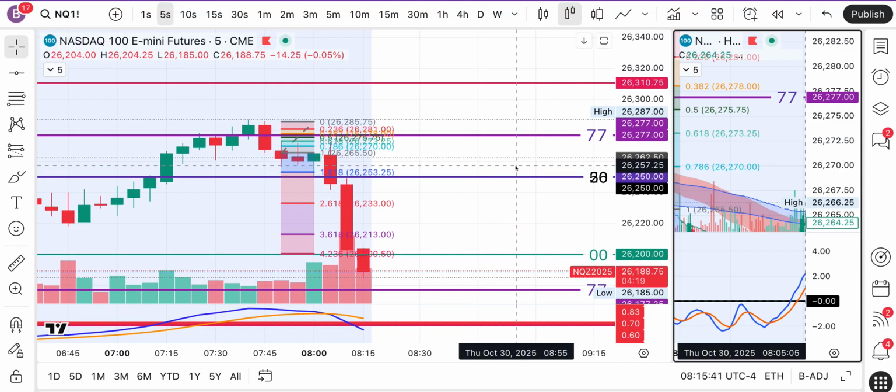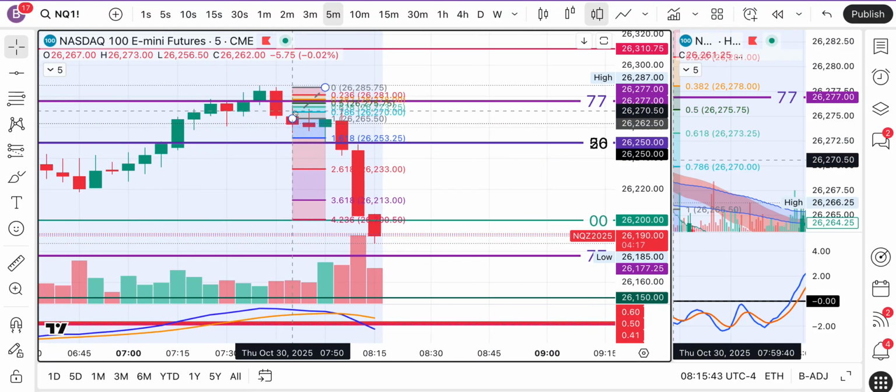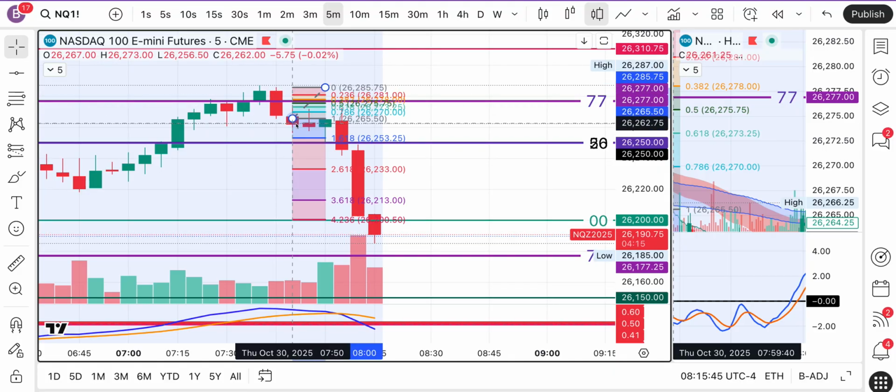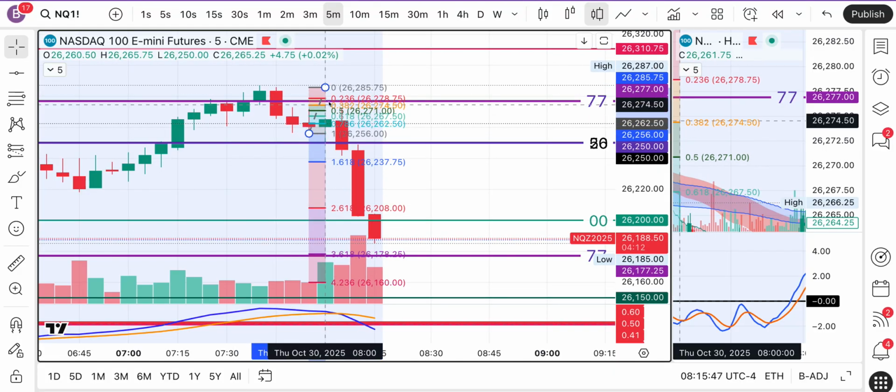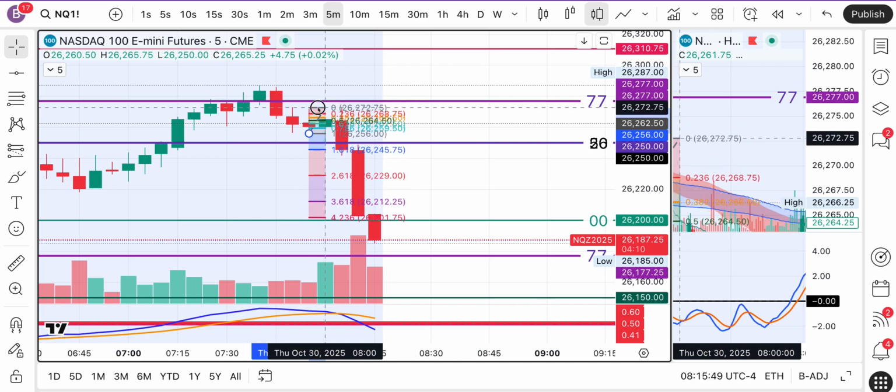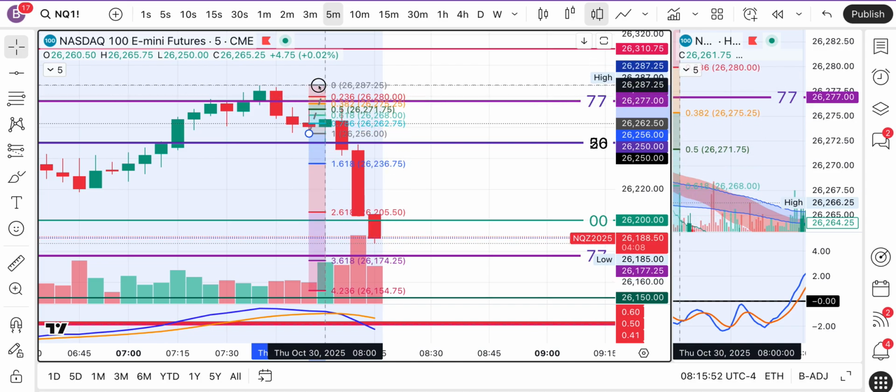So the next candle, when this 5-minute candle completed, I put the measurement tool on the next candle. No, actually, you know what I did?